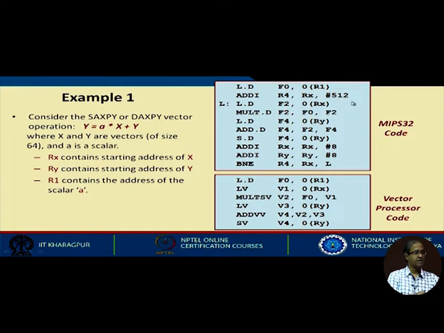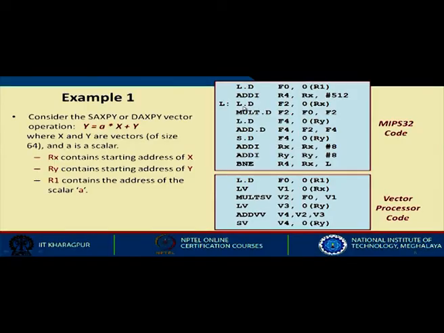So, there will be 512 bytes, because each number will be 8 bytes long. So, we are adding 512 to Rx and storing it in R4. So, R4 will be storing the memory location which is immediately after this vector x. Vector x is there, Rx points to the first element and R4 will point to the element just after the last element. So, we will be incrementing Rx and comparing whether it becomes equal to R4, and when it becomes equal we will stop.